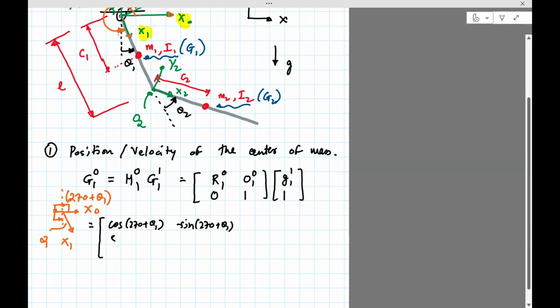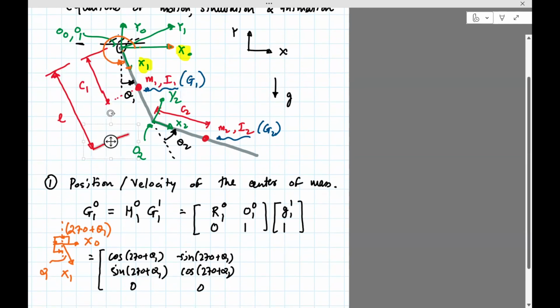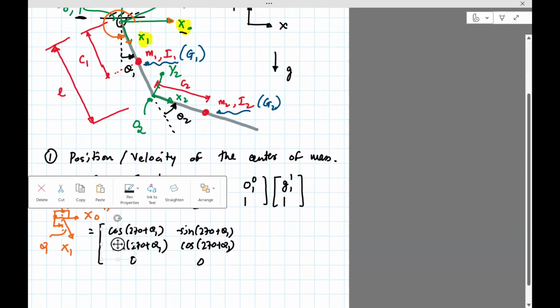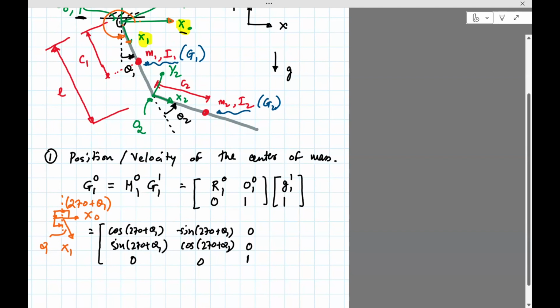Okay. Then sine 270 plus theta 1, cosine 270 plus theta 1. These zeros are placeholders. Then I have to compute the position of O1 in frame 0. But the position of O1 in frame 0 is the same as the position of O0 in frame 0. And that is my origin because it's the place where x0, y0 meet. So this will be 0, 0. And this 1 is a placeholder.